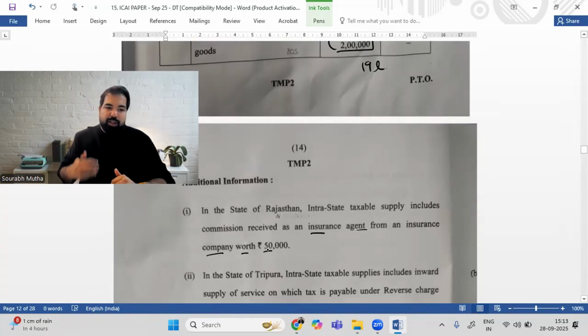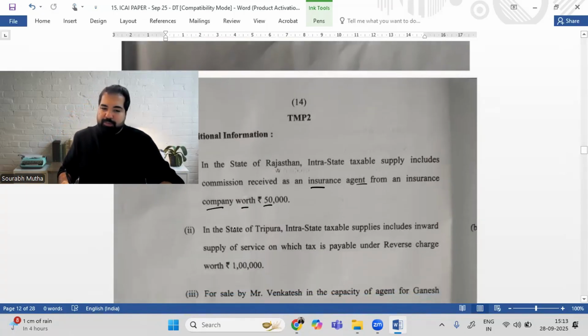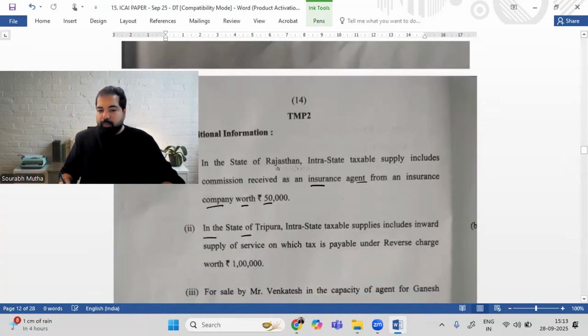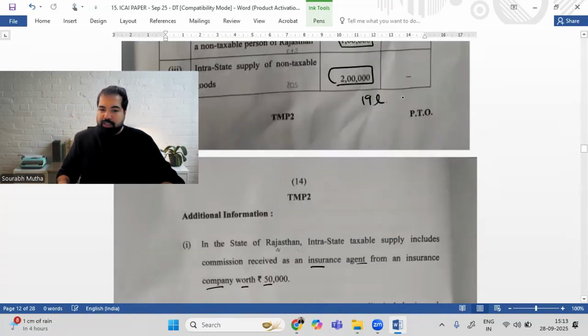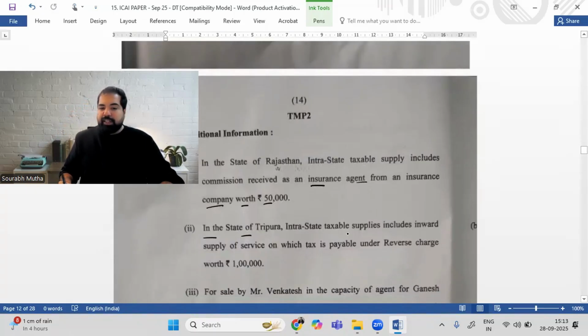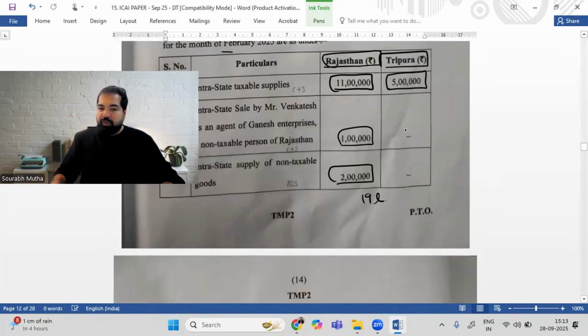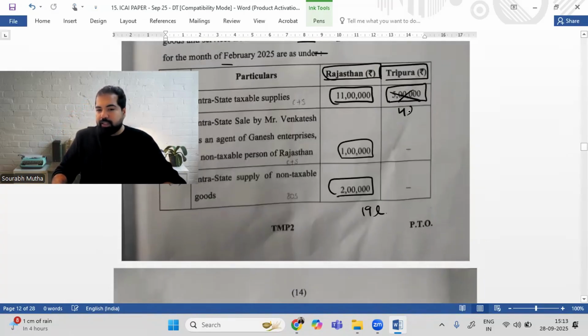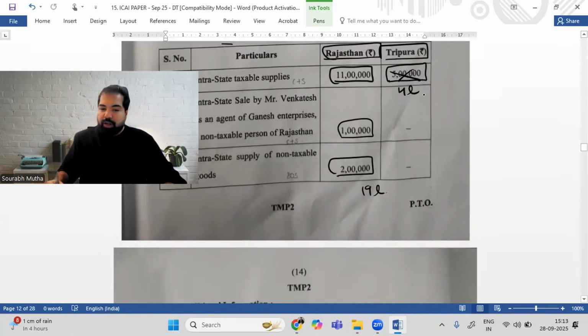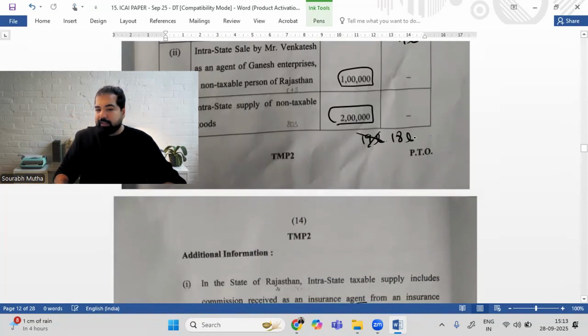Even insurance, as long as it's outward supply, as long as you've sold some policies and got insurance commission, that's perfectly okay. In the state of Tripura, this 5 lakh rupees. Intra-state taxable supplies include inward supply of service of 1 lakh. So inward we don't have to include. So I'm minusing it. This becomes 4 lakh. So the total now becomes not 19 but 18 lakhs.